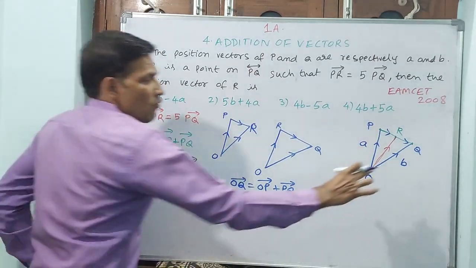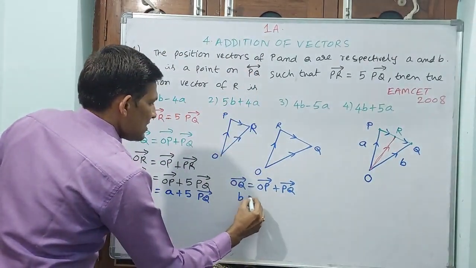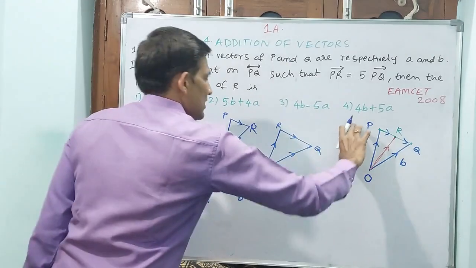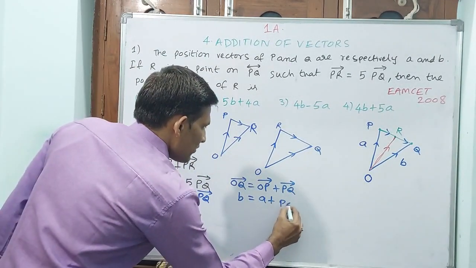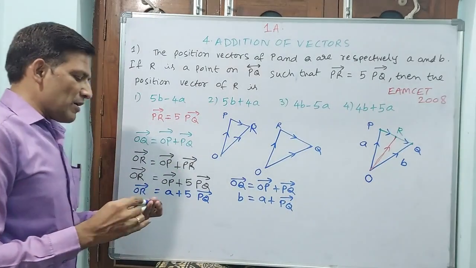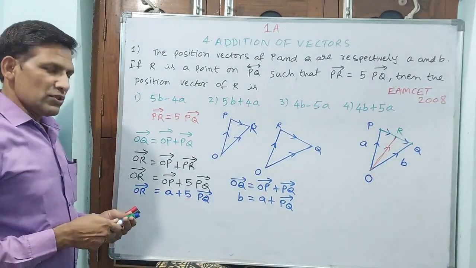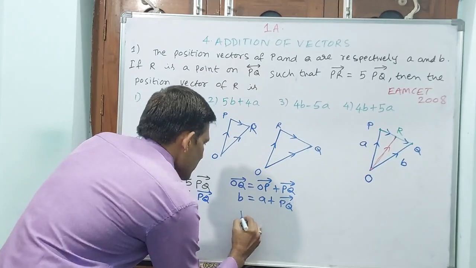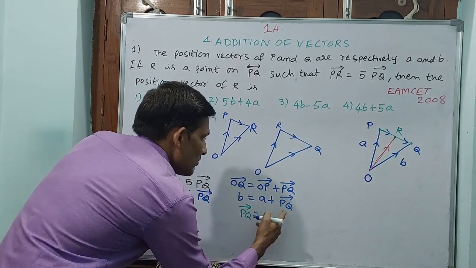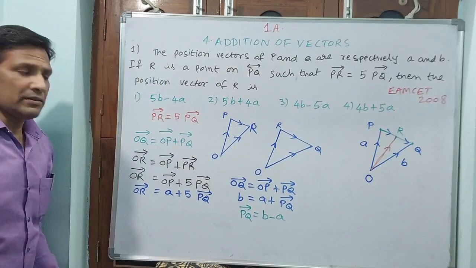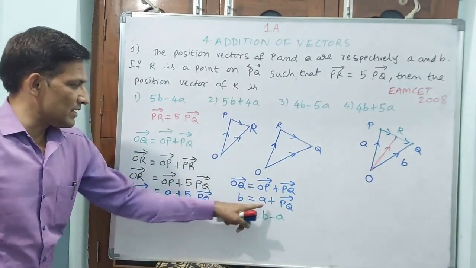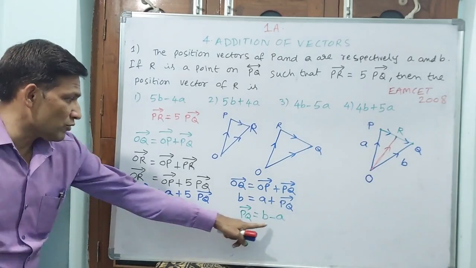Okay, see, OQ is how much? B. B is equal to OP, which is A, plus PQ, which we don't know. Write down PQ. Now, can we find PQ? Definitely we can. See what I am writing. PQ is equal to B minus A. Is it okay? You send A to that side. PQ is equal to B minus A.